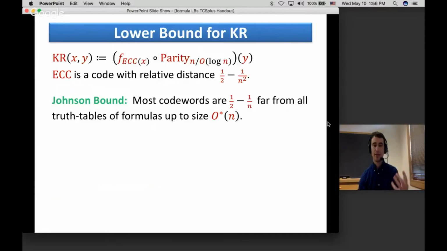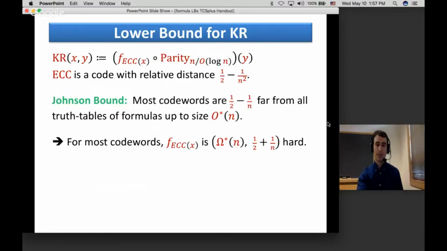And then we take a union bound over all possible balls, and we cover a small fraction of the code words. So this shows that most of the code words do not appear in any of these balls, so they are far from all the small formulas. In other words, what does it mean? It means that the function described by this code word, or most such code words, is omega n hard for agreement half plus 1 over n.